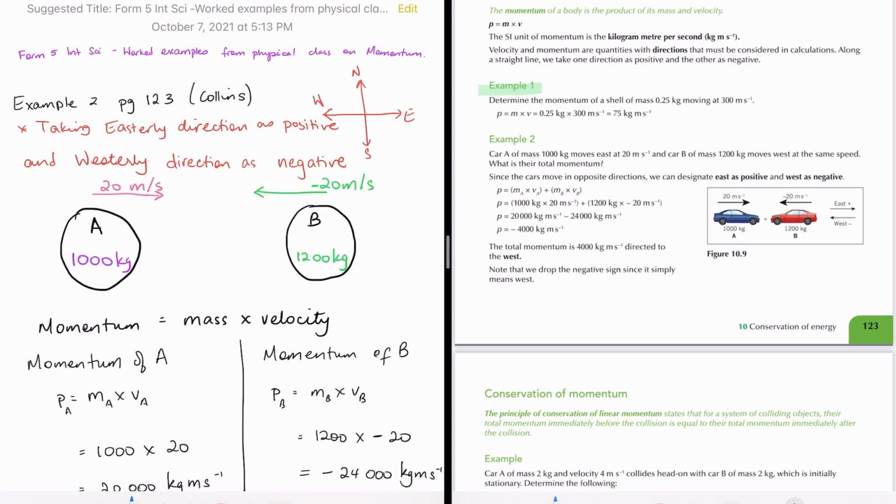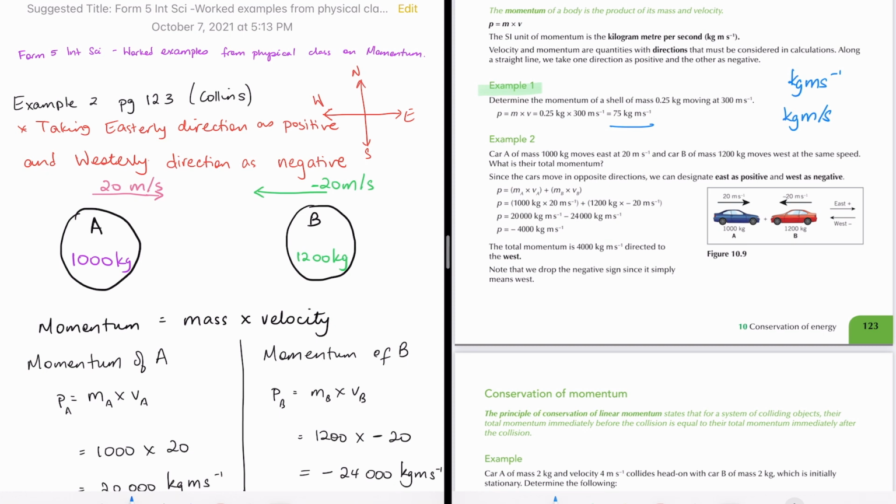Now, momentum is a vector quantity, so direction is very important. Because we are only looking at one moving body, we would not have to consider any directions. Everything is going to be positive, all right? So it's 0.25 kilograms multiplied by 300 meters per second to give us 75 kilograms meters per second, because the unit of mass is kilograms and the unit of velocity is meters per second. You can write your units for momentum like that, or if you want, we can write it as kilograms meters per second. Both ways are the same.